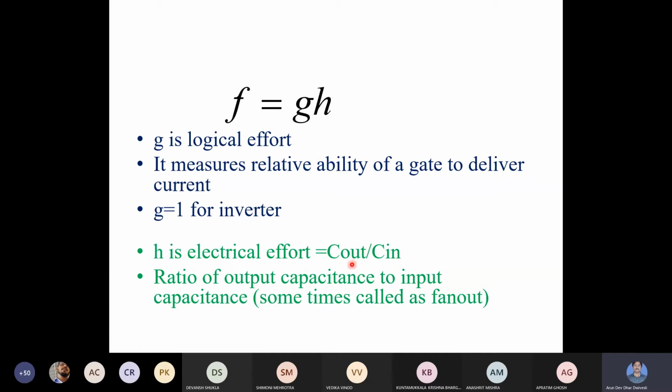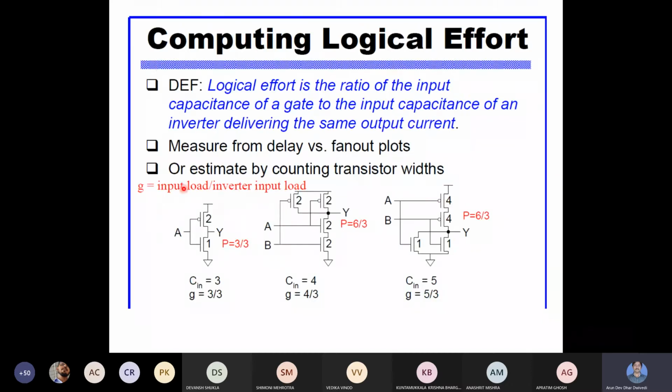And this electrical effort is related to transistor sizing, because C out and C in will depend on the transistors' various geometries and sizes. But this logical effort does not depend on size or geometry or any process parameter. Internal capacitances will be compared. Further we are going to discuss G, how to calculate G.